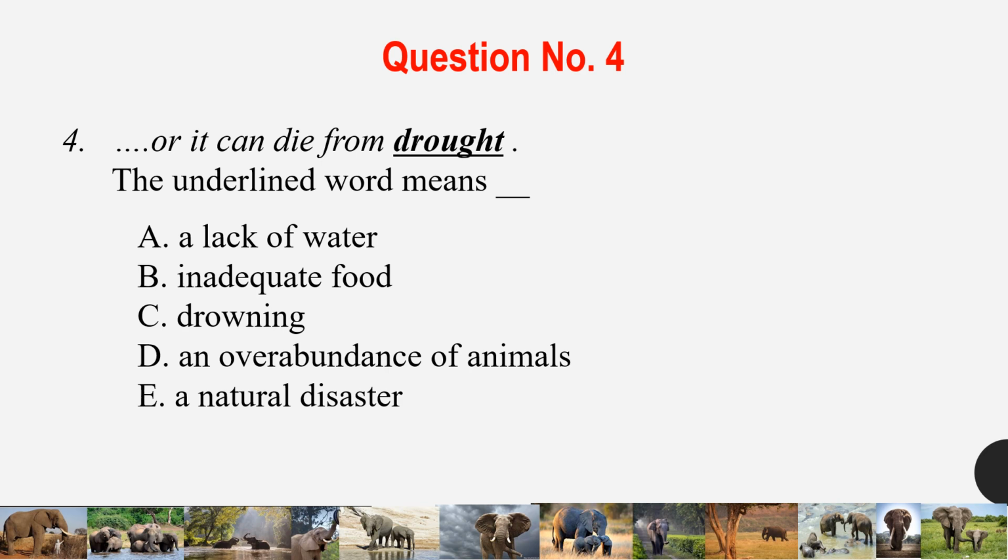Question number 4. Blah blah blah or it can die from drought. The underlined word means A. Lack of water, kekurangan air. B. Inadequate food, kekurangan makanan. C. Drowning, tenggelam. D. An overabundance of animals, terlalu banyaknya binatang. E. Natural disasters, bencana alam. Kekeringan artinya kekurangan air. So the correct answer for question number 4 is option A.